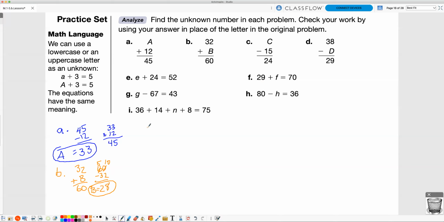Okay. Letter C, it says C minus 15 equals 24. Go ahead and answer that.